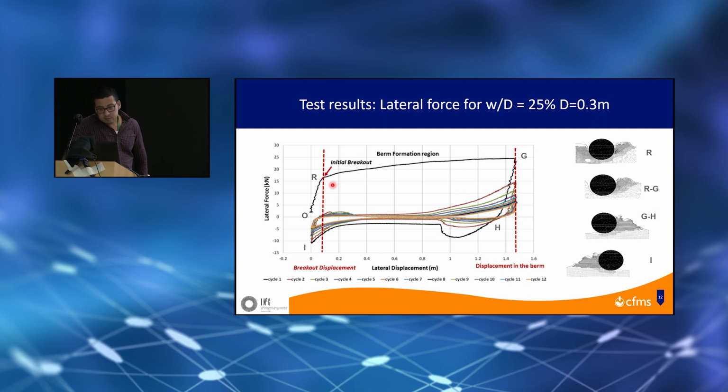Following the breakout, there is a slight increase in the lateral resistance, which is associated with the formation of the soil berm, and then in the backwards position, there is some kind of residual resistance due to the formation of berms in the opposite direction. And as the cycles take place, this resistance is at some point degraded. Basically, this research covers only the first cycle.